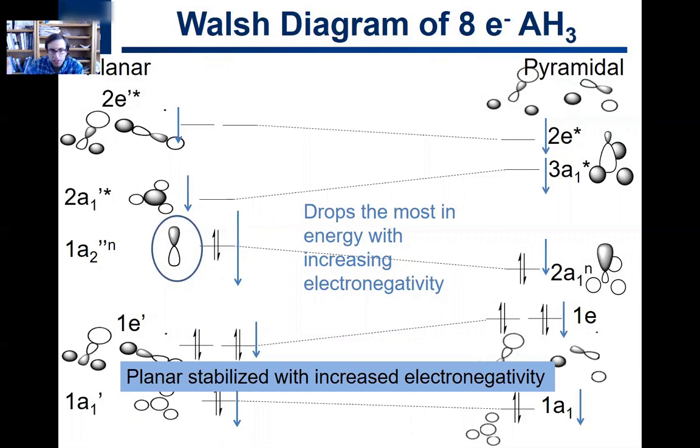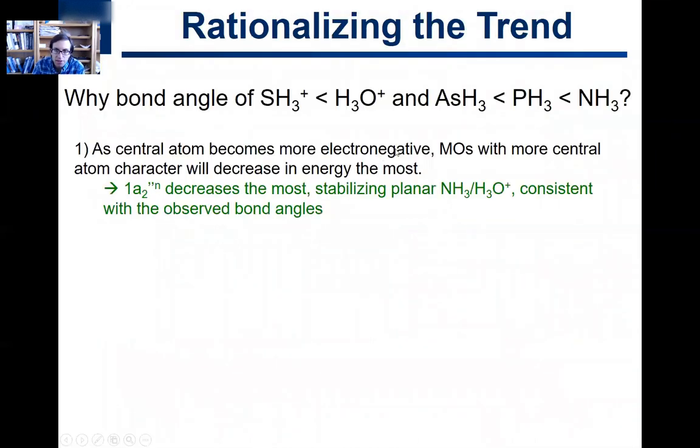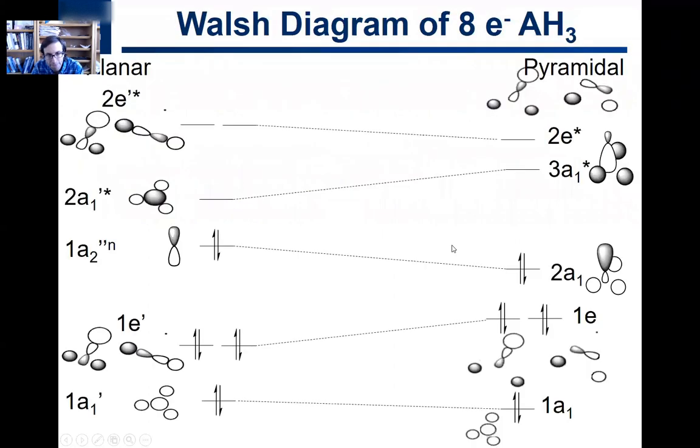Well, what's increased electronegativity? That's higher on the periodic table. So that is consistent, right? Higher on the periodic table, planar stabilized. Ammonia has a bigger bond angle, closer to planar. Still pyramidal, right? But more preference for being planar, ammonia does, and so does water. The oxygen and nitrogen are more electronegative than sulfur or phosphorus, right?